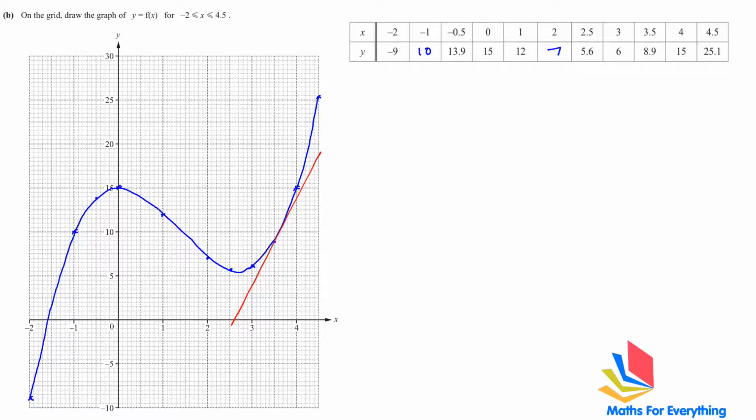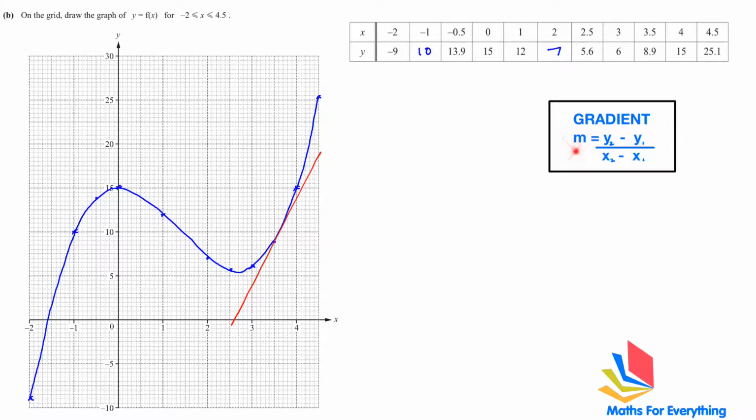To find the gradient, we use the formula m, the gradient, is equal to y2 minus y1 over x2 minus x1. We need to find 2 points. The first point, they already told us, x is 3.5. And we can see here when x is 3.5, y is 8.9. So that is your 1 point. We need to find another point. We can use this point here, when x is 2.6, y is 0.